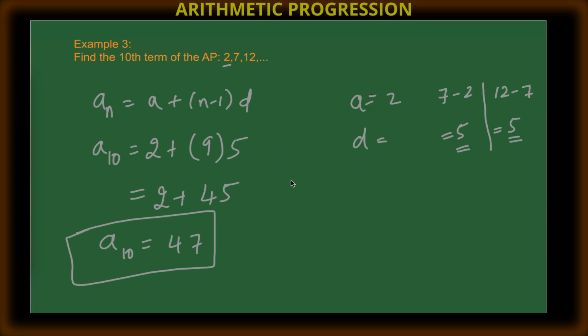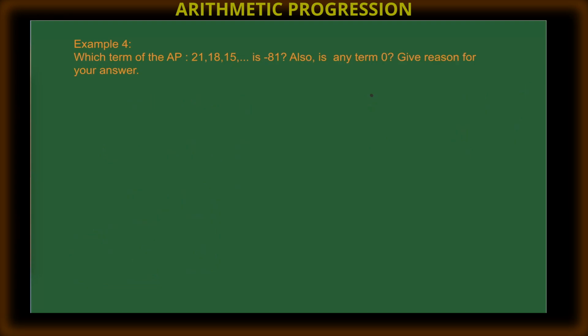Okay students, let's move to the next example. Which term of an arithmetic progression is what it is trying to say here. One thing is confirmed, we don't need to find whether this is an arithmetic progression, as it is already defined as an arithmetic progression. In this particular arithmetic progression, let's try to read it.